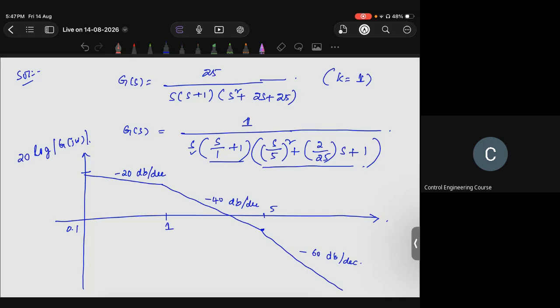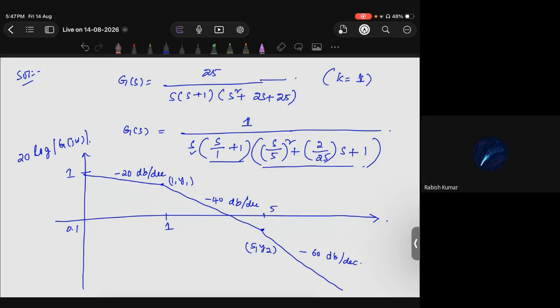Now you can find these points: 1 comma, let's say y1, and 5 comma y2, etc. So this is what you get, that is 1. Am I correct? Any queries here?